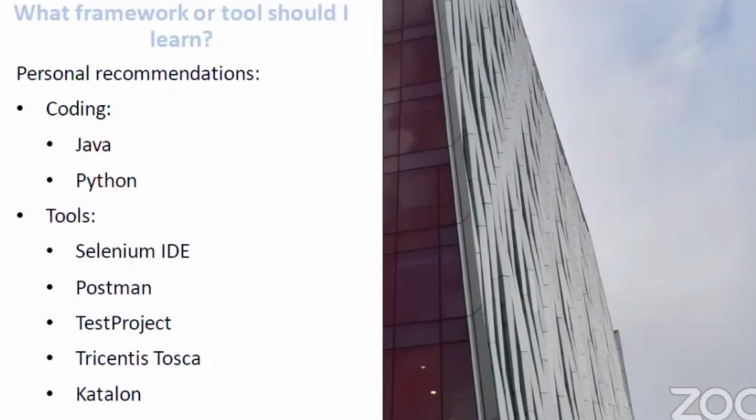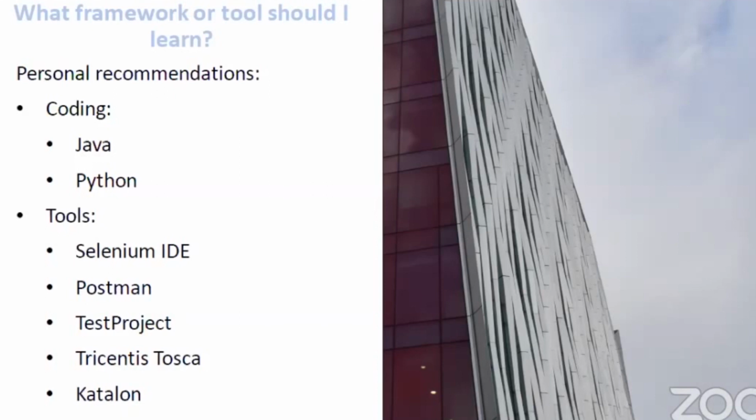On the other hand, if you don't want to learn programming, but you want to do automation using some kind of tools, you can take a look at the following. For Selenium, you can use, of course, the Selenium IDE, which is built as part of the Selenium project. If you're looking into doing API testing, Postman is a very good tool for that.